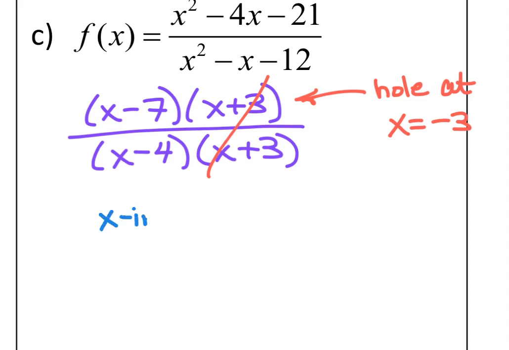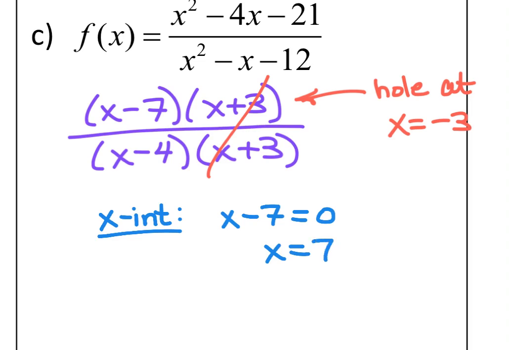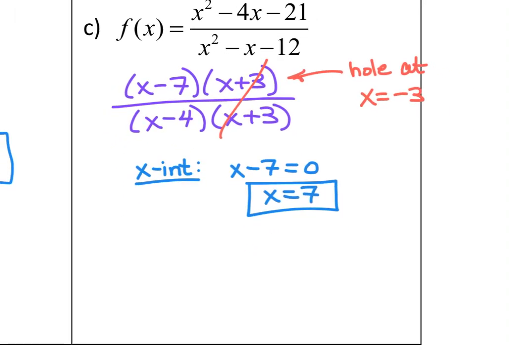So for your x-intercept, you're going to factor and cancel first and then set the numerator equal to 0. And so your x-intercept is only x equals 7. And then your y-intercept, I'm going to go back to the original function.